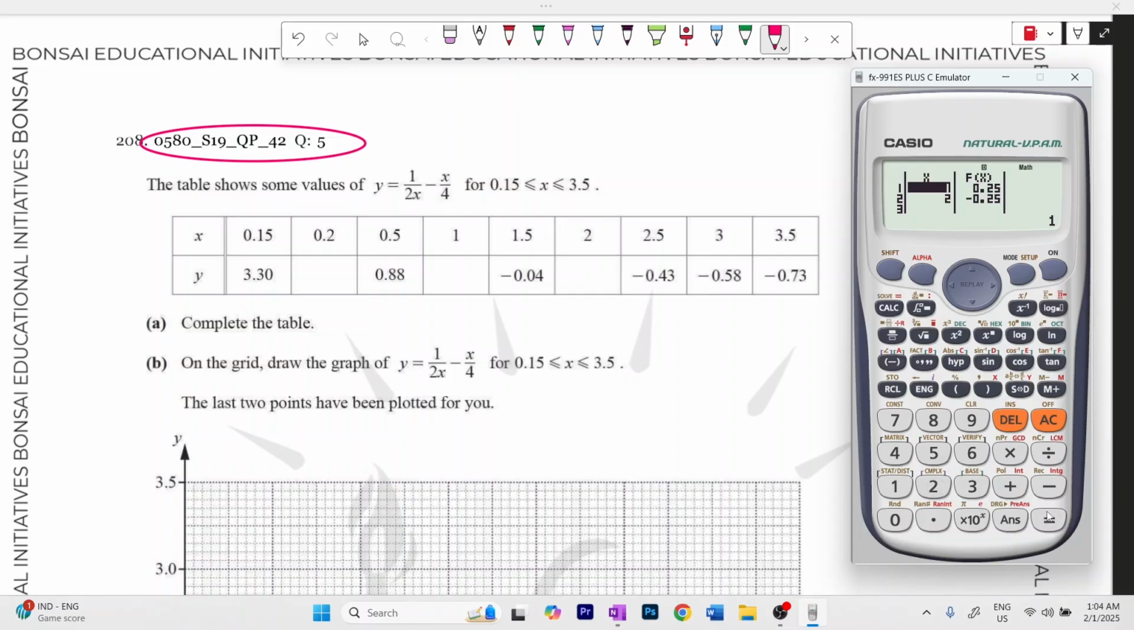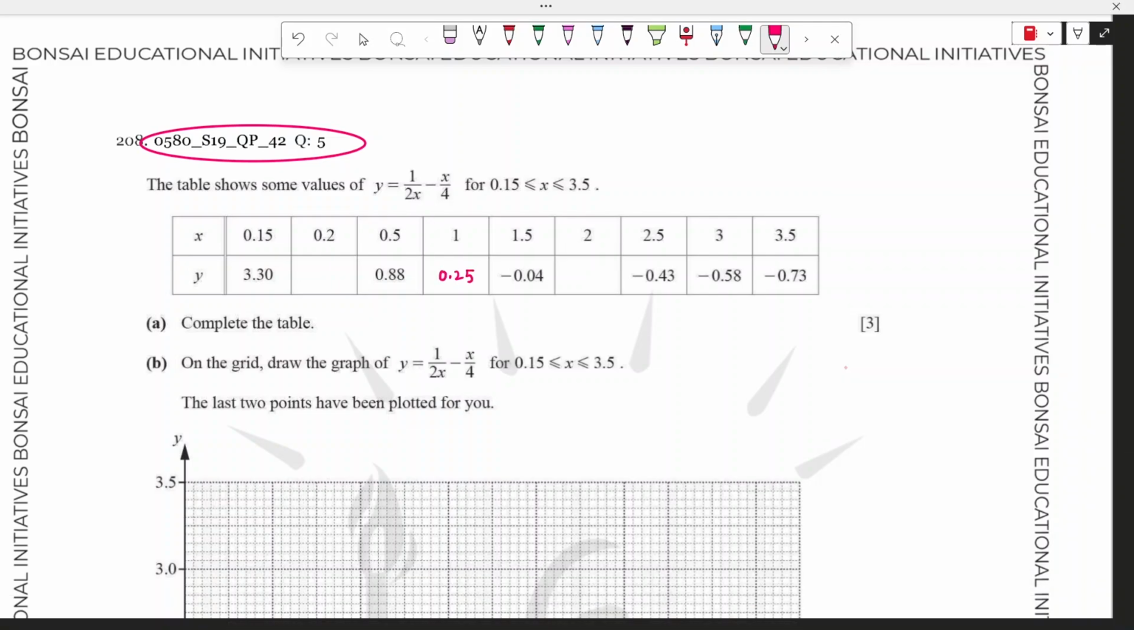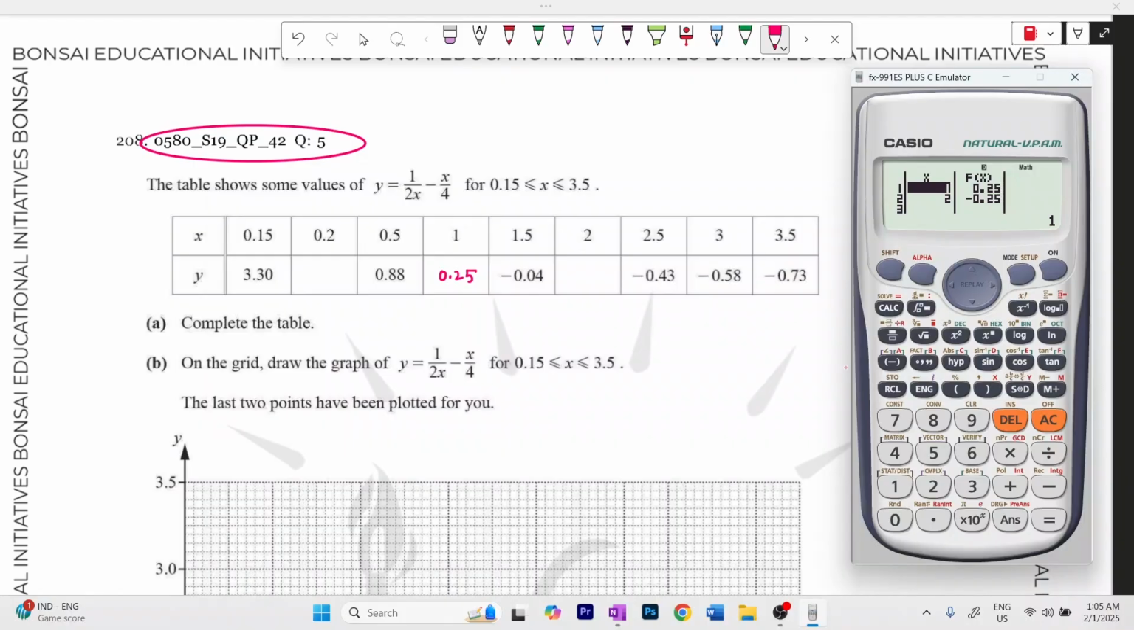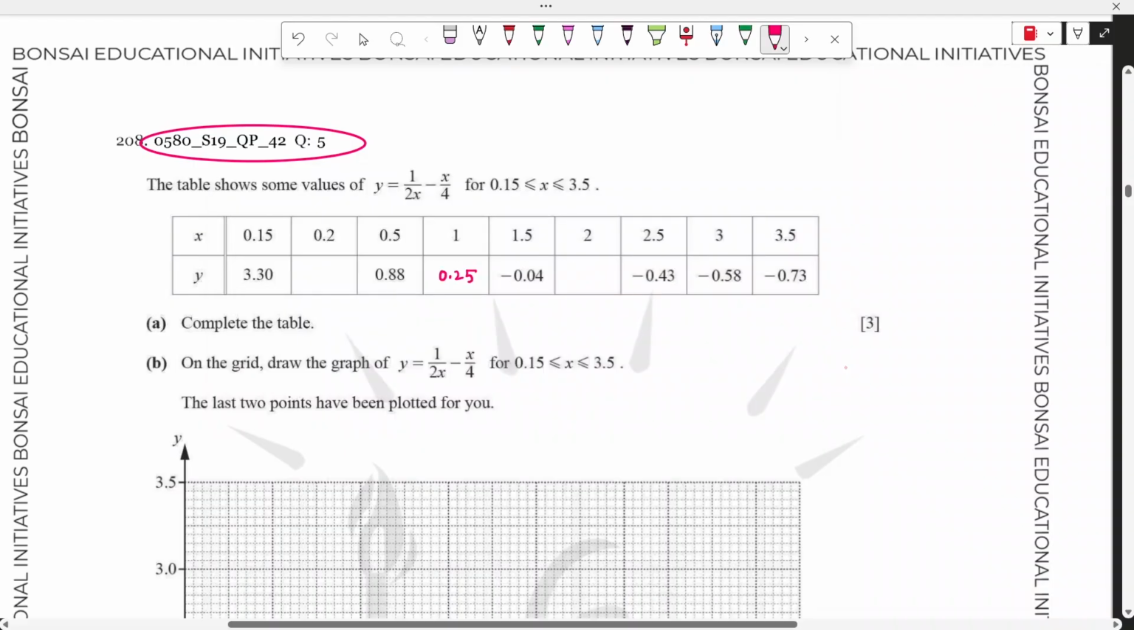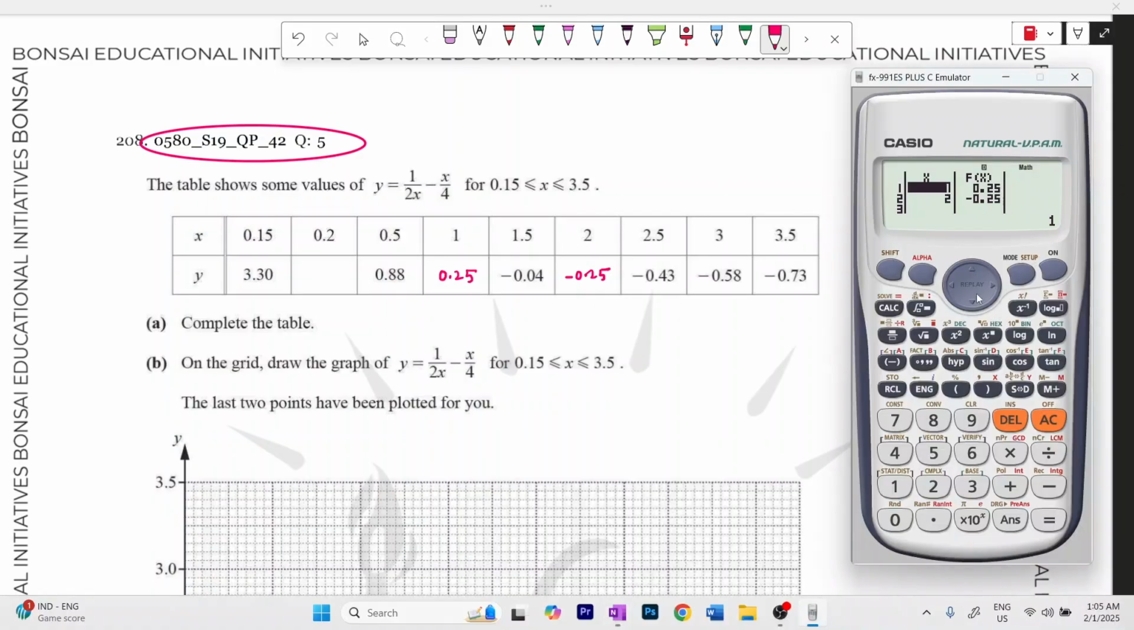Step is 1, and what are the values here? For 1 it is 0.25, and for 2 it is minus 0.25, and the rest we have to calculate.